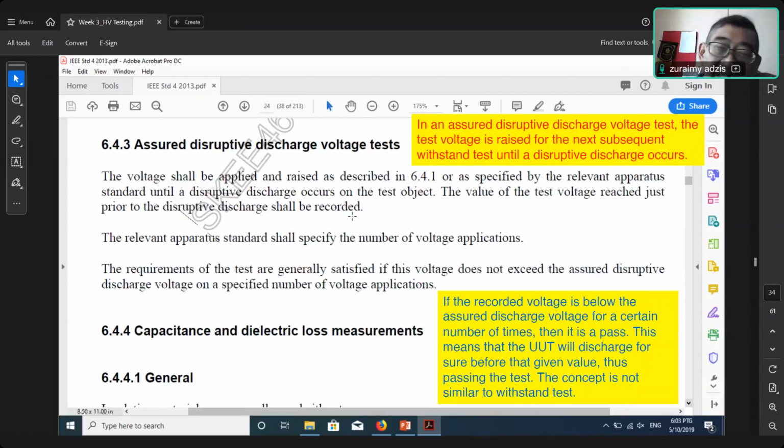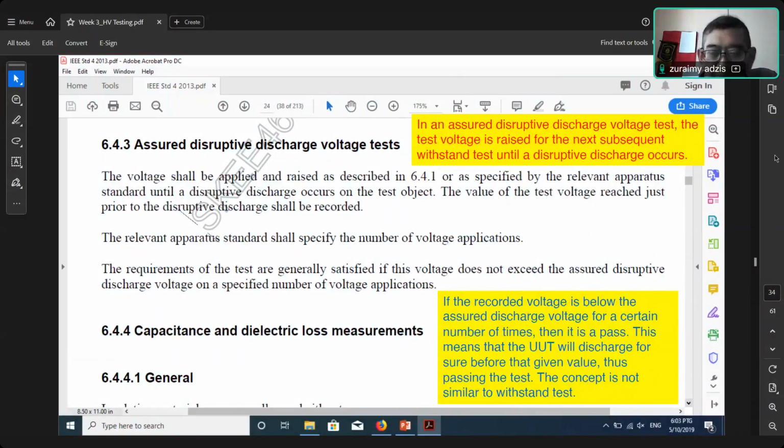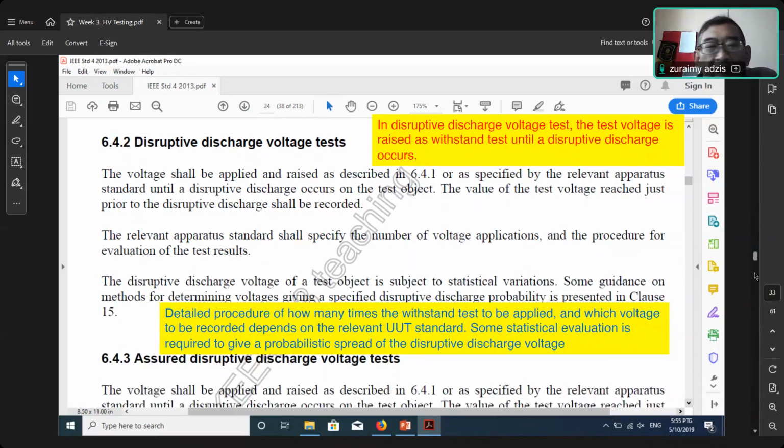Let's say it breaks down at 10 kV, and the voltage you tested just below 10 kV is 9.9 kV. Therefore, we will record 9.9 kV as the assured disruptive discharge voltage, which means if you apply 9.9 kV and above, for sure it will break down. So this is basically the three different types of tests for AC and for DC. Make sure you're clear about that. One is the withstand test. Second is the disruptive discharge voltage test. And the third one is the assured disruptive discharge voltage test.